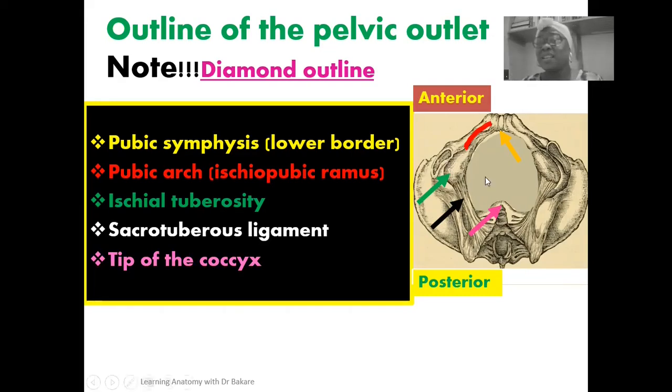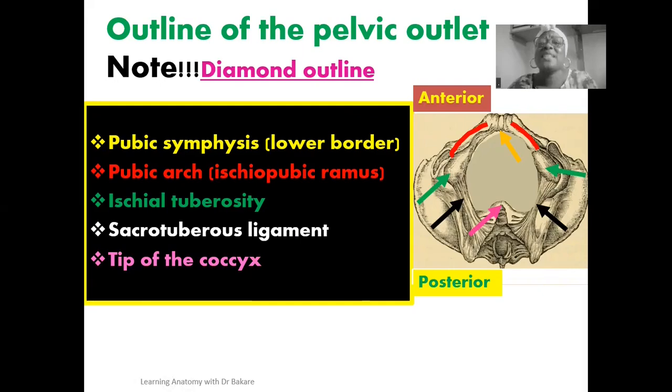If you go to the other side, the next structure that we'll be seeing is the sacrotuberous ligament, arrowed here in black. This sacrotuberous ligament is of the other side. Then this is followed by the ischial tuberosity that is arrowed here. And finally, we have the anterior lateral border that will be formed by the pubic arch, which is highlighted here in red. You can see that now we have a complete formation of this diamond shape outline.